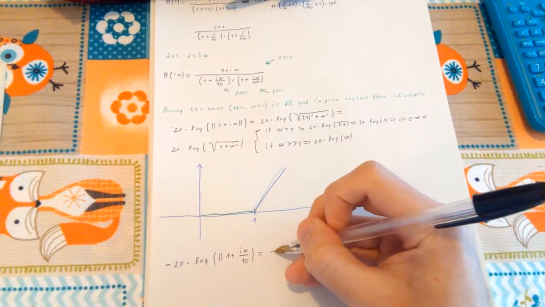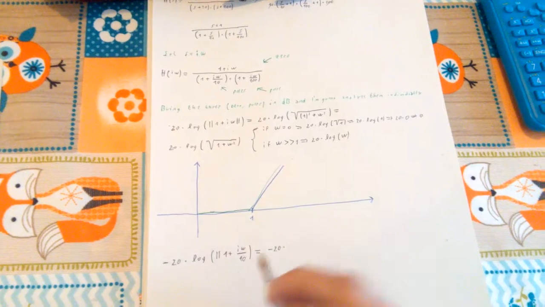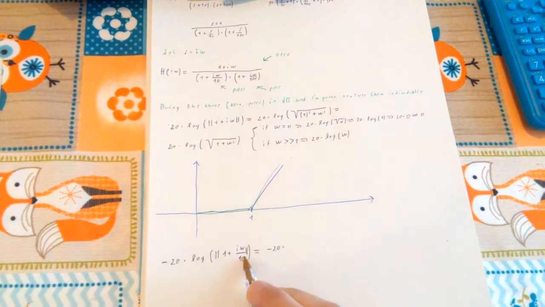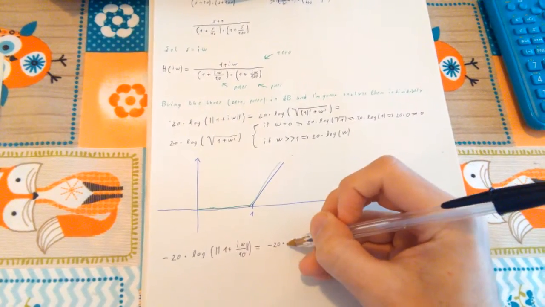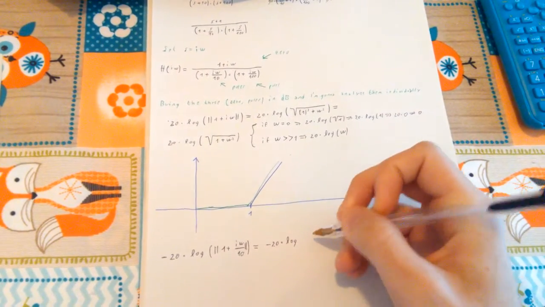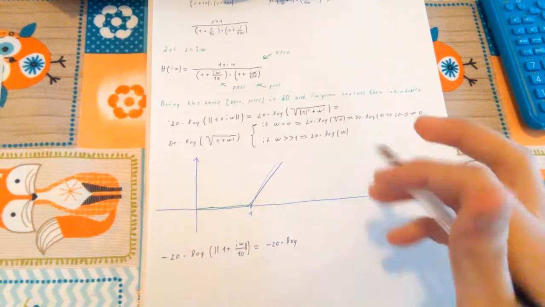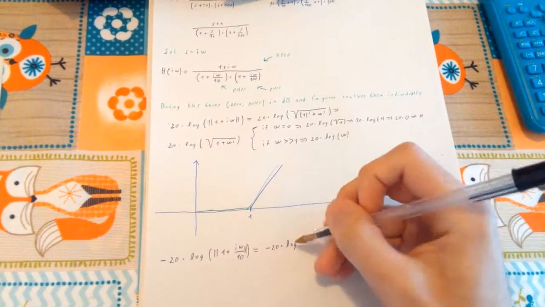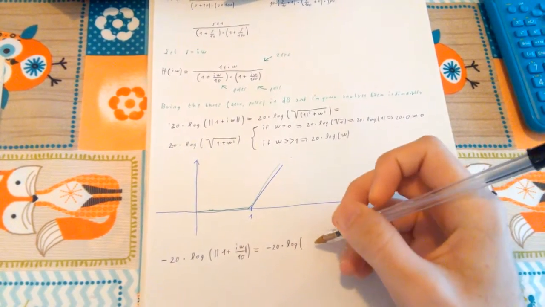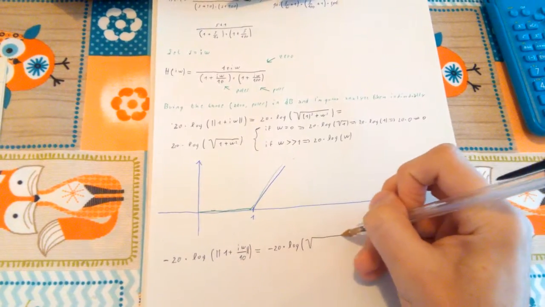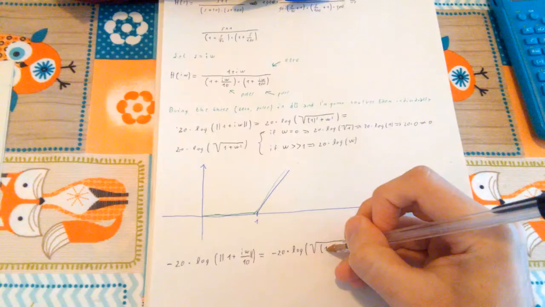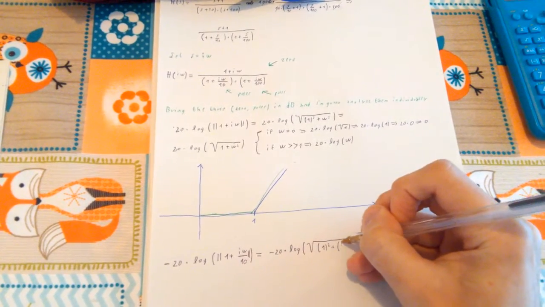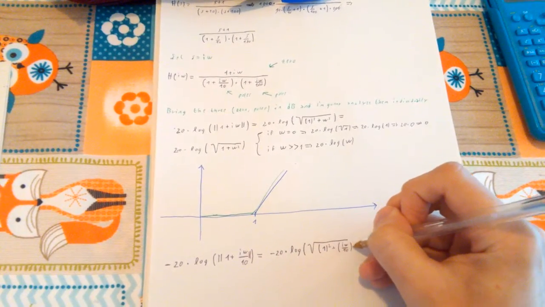Now again, if you remember about the Euclidean norm of this logarithm, you're basically going to have negative 20 times log of the square root of the first square plus the second square. So 1 squared plus i omega over 10 squared.